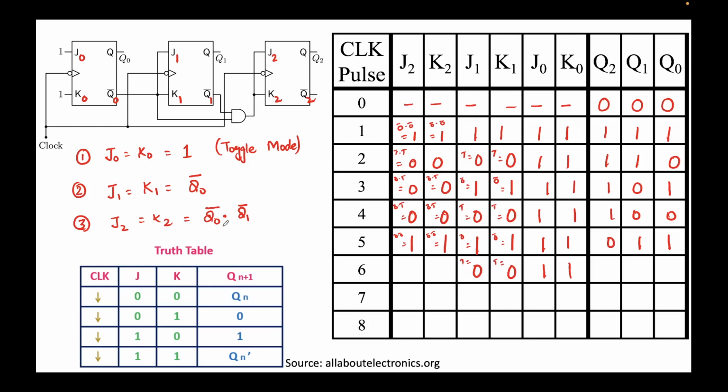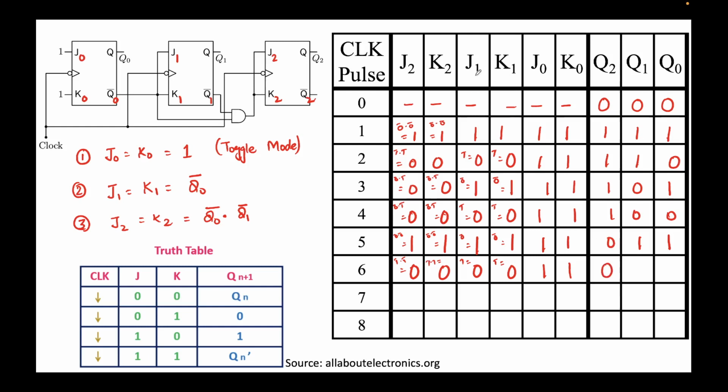J2 K2 is nothing but Q0 bar times Q1 bar, so 1 bar dot 1 bar, this will turn out to be 0. Okay, let's find Q2. We need to find J2 K2. J2 K2 has 0 and 0. 0 and 0 means first row. This means the next state will be the same as the previous state. The previous value is 0, so the next value will also be 0, no change.